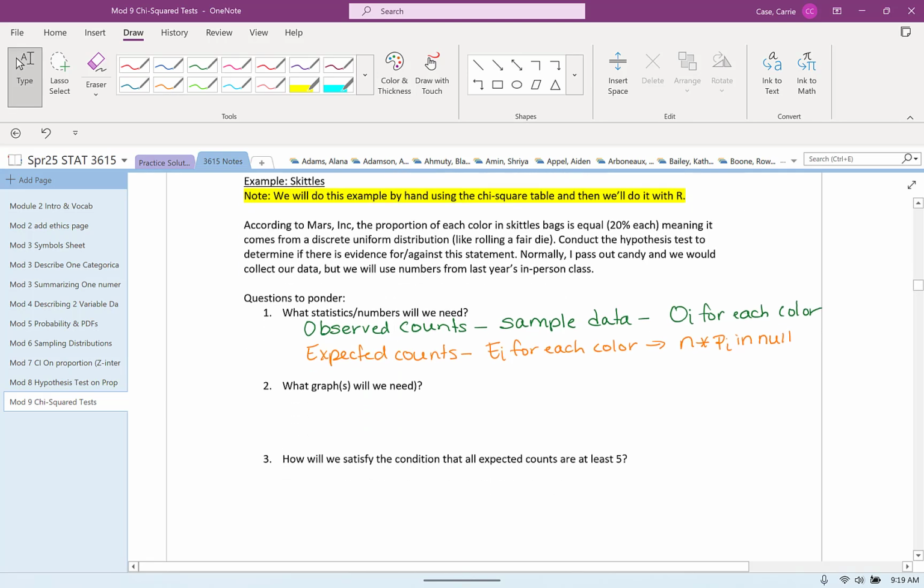And then what graph will we need? We're going to need 2 of them. We're going to need a graph of our sample data.